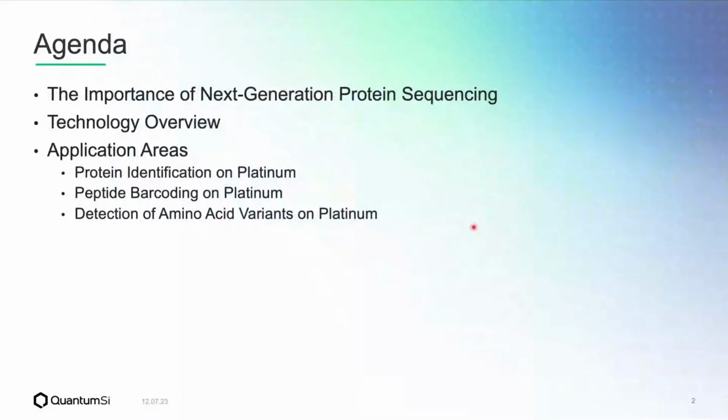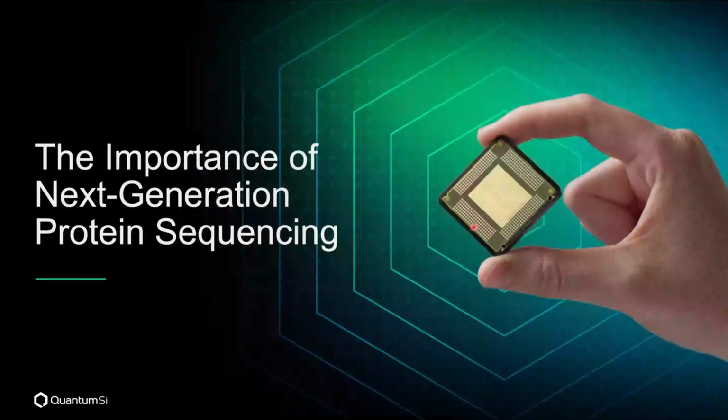So in my talk today, I'm going to discuss three main topics. I'll begin by telling you about how next generation protein sequencing can provide novel insights into proteomic workflows. From there, I'll tell you how Platinum can generate single molecule amino acid resolution during protein sequencing experiments. And then finally, I'll discuss several application areas of this technology, including protein identification, peptide barcoding, and the detection of amino acid variants. So with that, I'd like to tell you why I believe Platinum should be considered a standard part of your proteomic workflows.